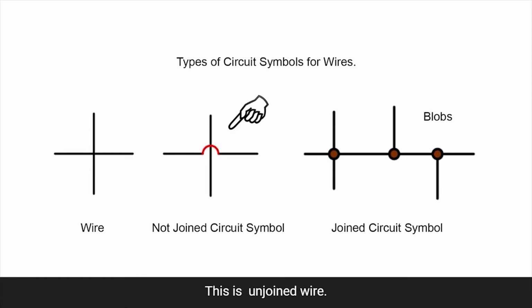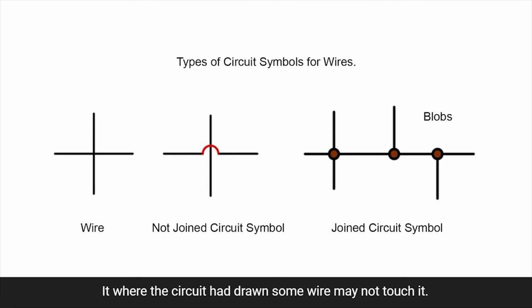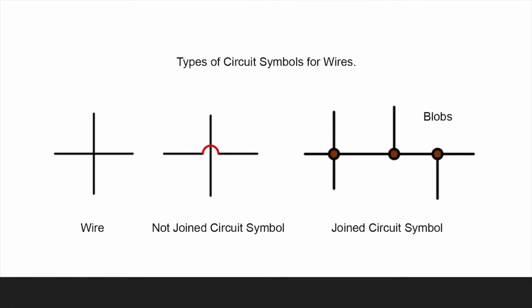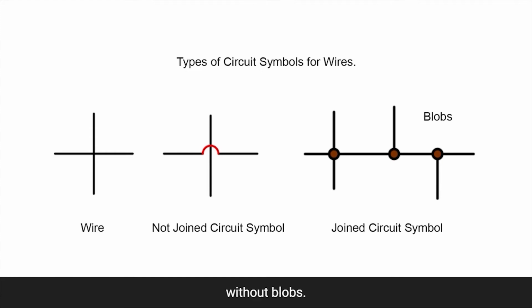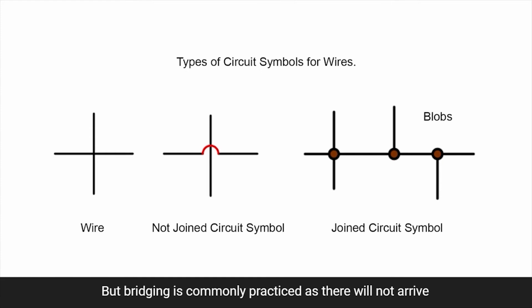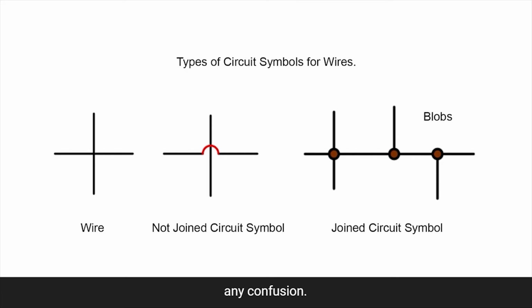This is the unjoined wire circuit symbol. When circuits are drawn, some wires may not touch each other. This can be shown by bridging them or by drawing them without blobs. But bridging is commonly practiced as there will not arise any confusion.